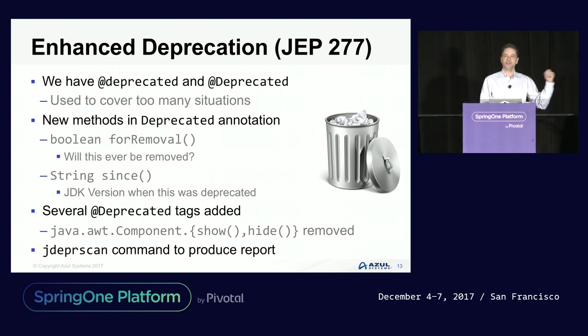So we had the deprecated Javadoc tag. We had the deprecated annotation introduced in JDK 5. So now there are 2 new methods in the deprecated annotation. The first of those is forRemoval. That will return a Boolean. If that returns true, then the intention of the Java developers is for that particular element to be removed in the next release of the JDK. So it gives you fair warning that the next release, that thing is going to disappear.